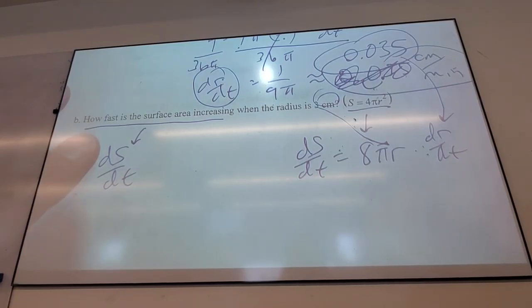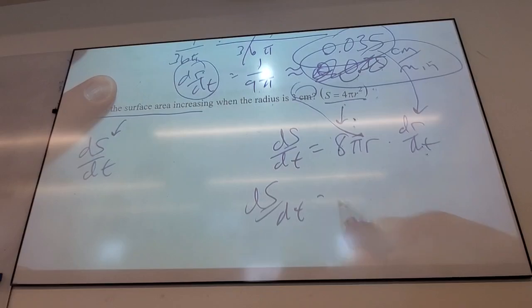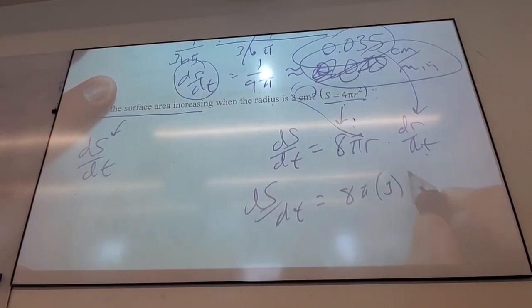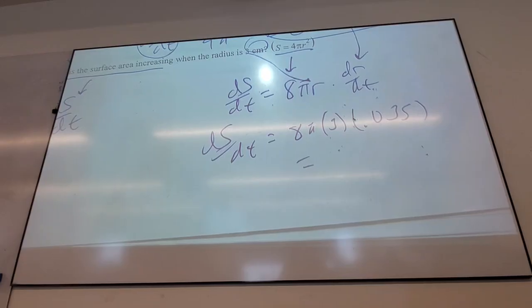Okay. So now, I mean, I almost don't care. It's a plug and chug thing now, right? 8 pi times 3 times 0.035 roughly, and then you just multiply that out. 1/3 would be 2.4.